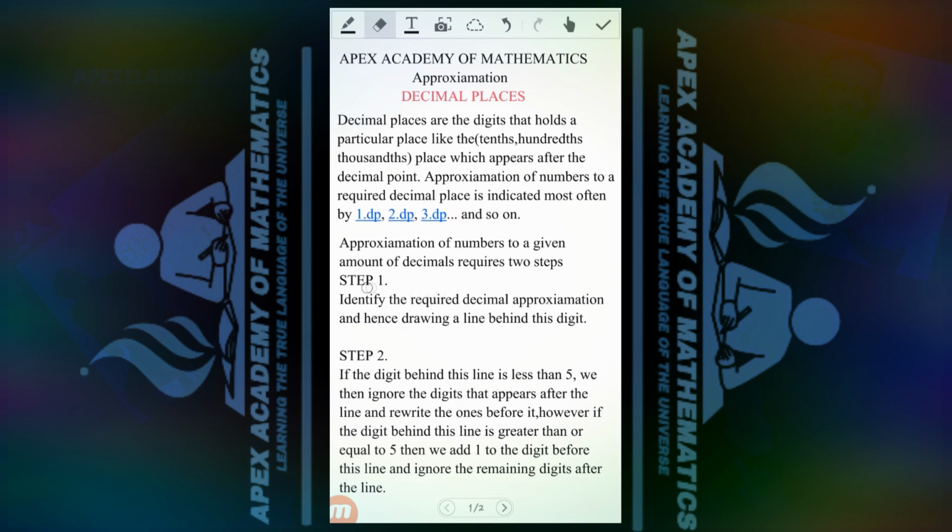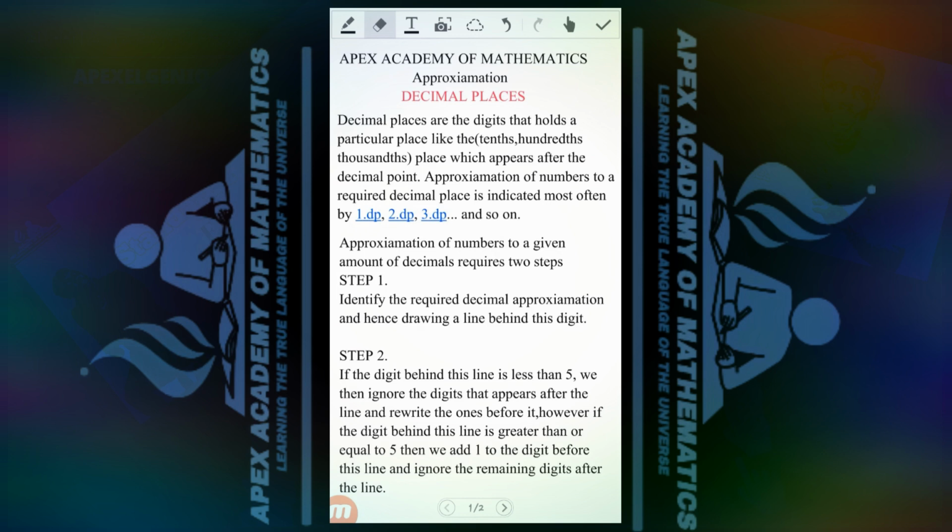All right, now it says here that step 1: identify the required decimal approximation and hence draw a line behind this digit. You see, the big difference with decimal places and significant figures is that with decimal places you must begin your count after the point. With significant figures, you can count from before the point or even after the point.